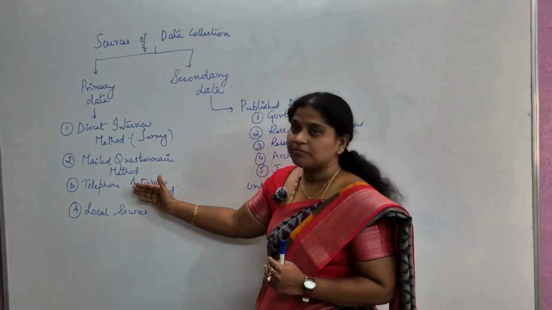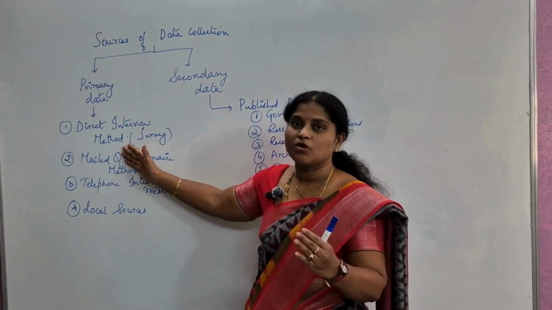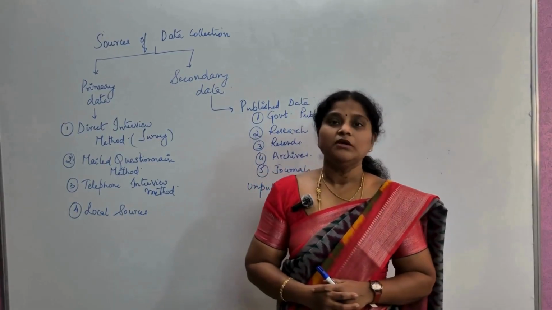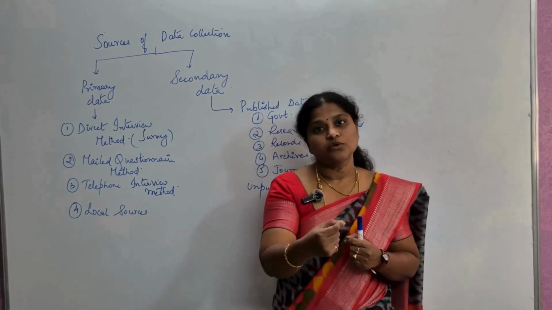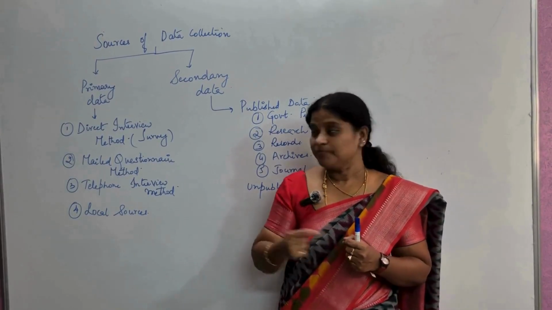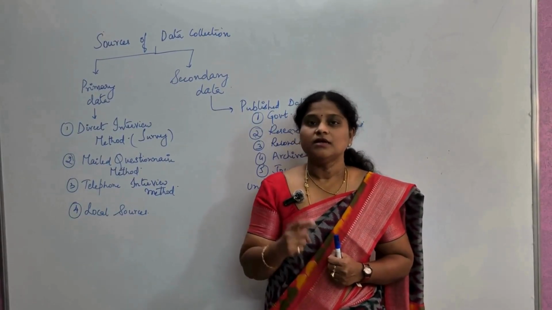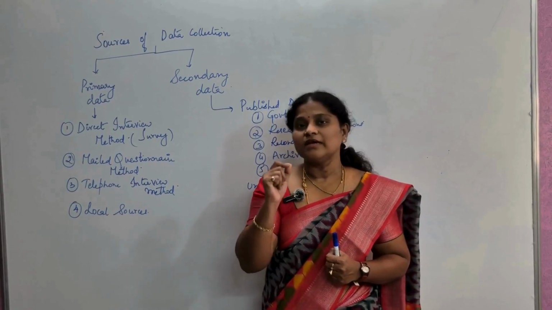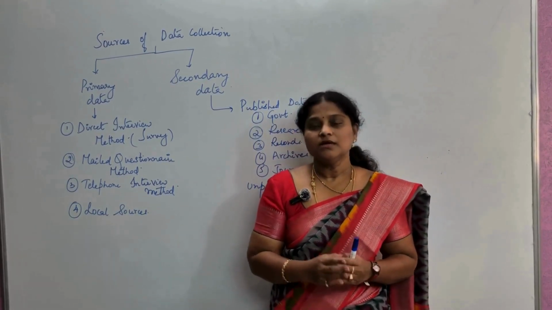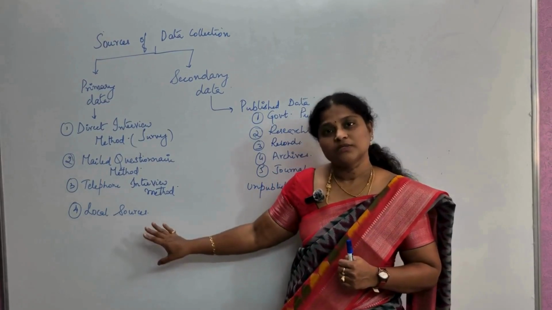There are different methods of collecting primary data. The first one is the direct interview method. That is the one where the questionnaire is distributed among the respondents and the investigator collects the information. The second one is the mailed questionnaire method, where the investigator doesn't go to the respondent directly, but instead mails the questionnaire to the respondent and collects the information. The third one is the telephone interview method, where the questionnaire is not sent. Instead, the investigator calls the respondent and collects the information. And the fourth one is local sources. That is, a family member or a friend gives information on behalf of the respondent. This is about the primary data.